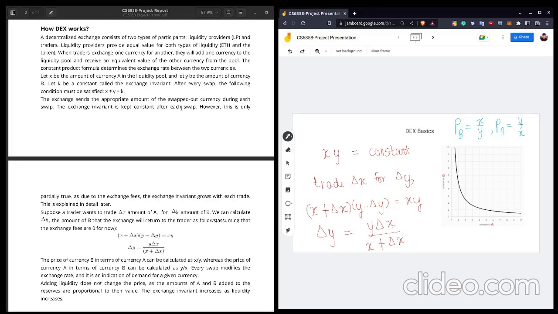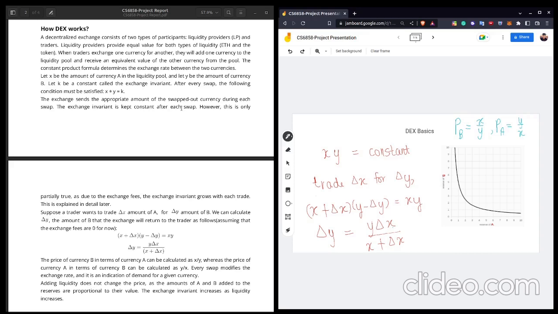Uniswap is a constant product market maker, which means it is based on a constant product formula. Let X be the amount of currency A in the liquidity pool and let Y be the amount of currency B. Let K be a constant known as the exchange invariant. After every swap, X into Y should remain constant.